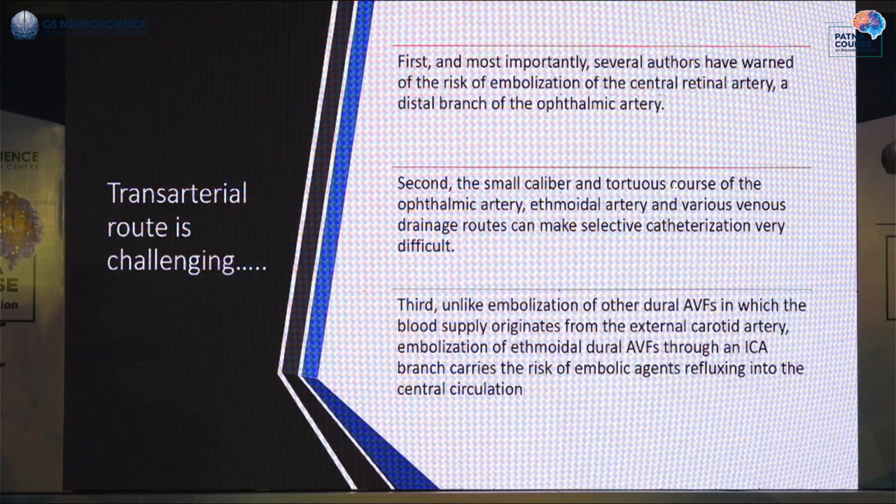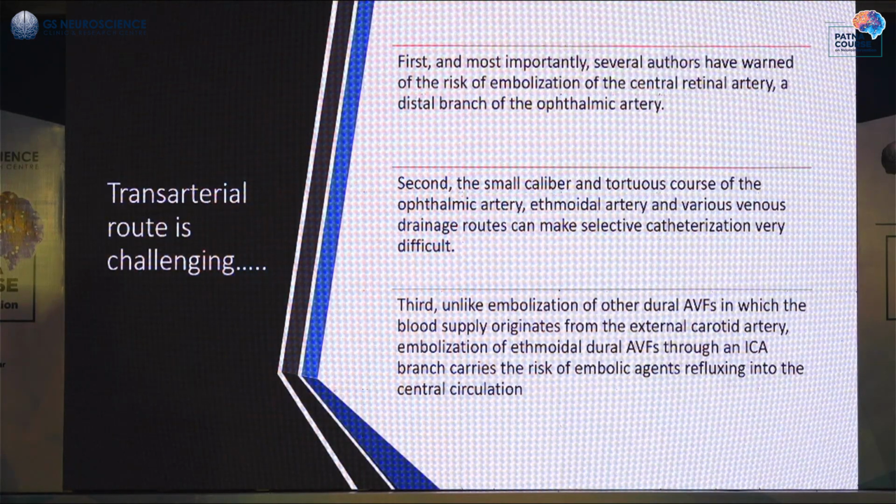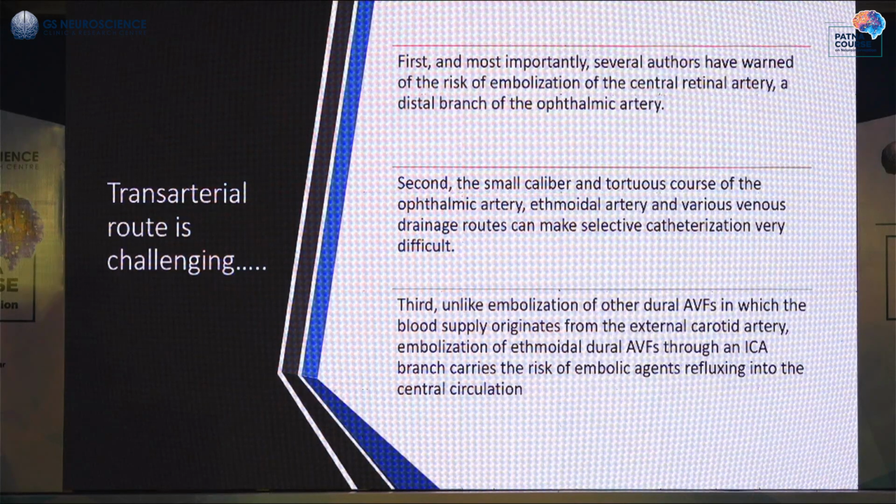Second, the small caliber and tortuous course of the ophthalmic artery, ethmoidal artery, and various venous drainage routes can make selective catheterization very difficult. Third, unlike embolization of other dural AVFs in which the blood supply originates from the ECA, embolization of ethmoidal dural AVFs through an ICA branch carries the risk of embolic agents refluxing into the central circulation. However, this is an extremely unlikely scenario and should not happen.